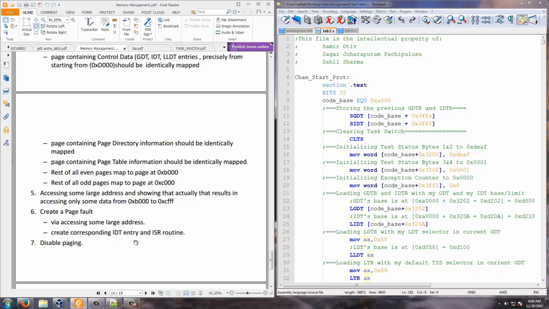The next thing that we would like to tell you is that we will also create a page fault. That is, we will go and mark one of the entries as page not present, and that will create a page fault.